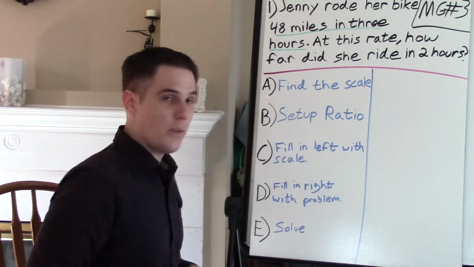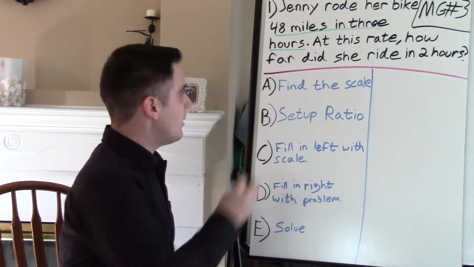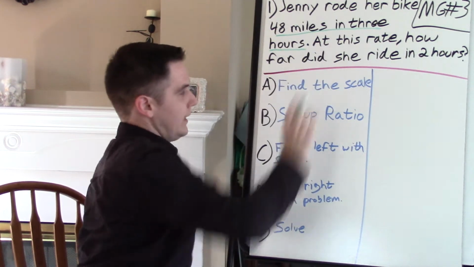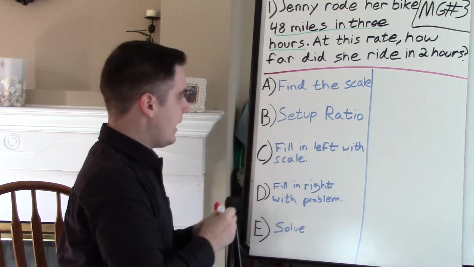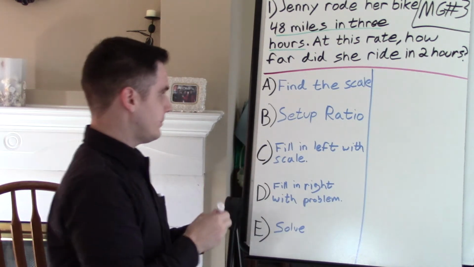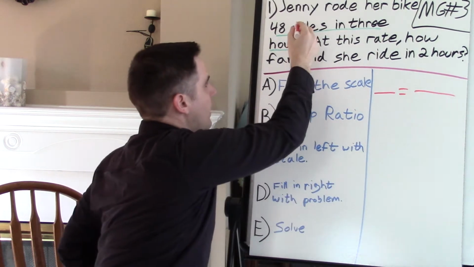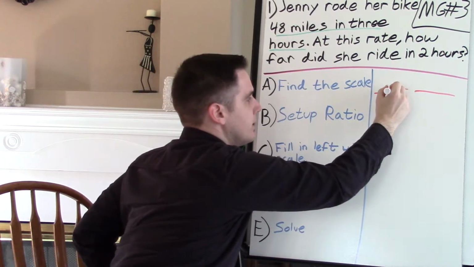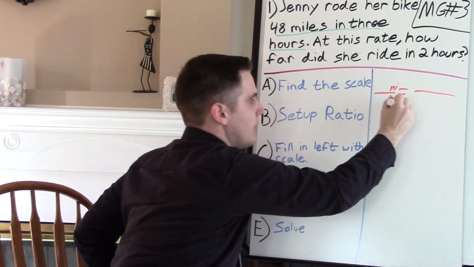So let's go ahead and solve the problem like we did every other problem. No difference. This is the scale, so underline it. You should do this on the test. Now we can go ahead and set up the ratio. We got miles, we got hours. I'm just going to put miles on the top and hours on the bottom.